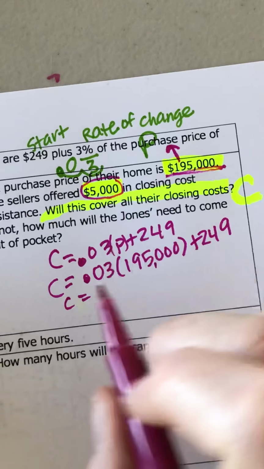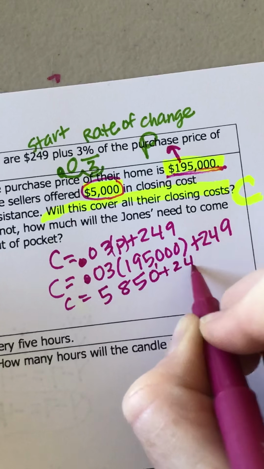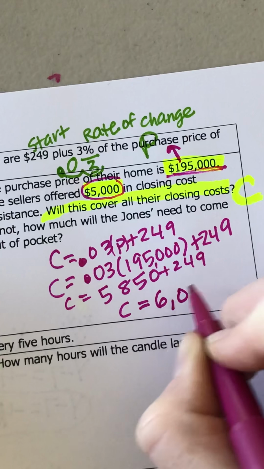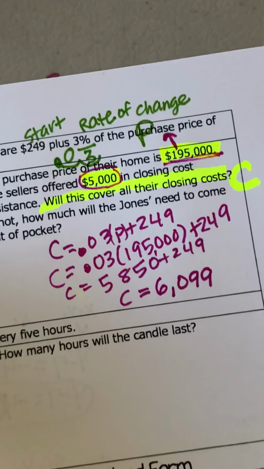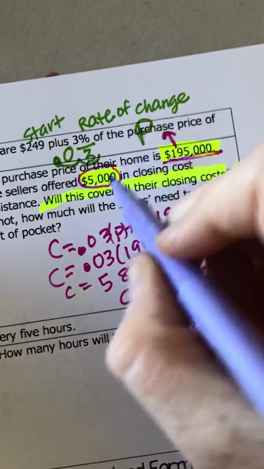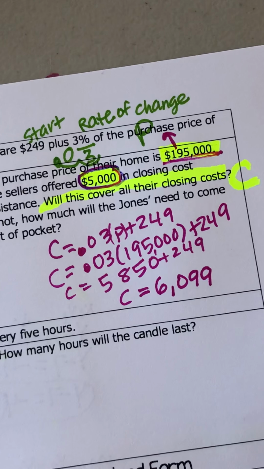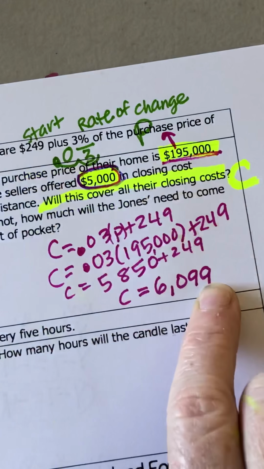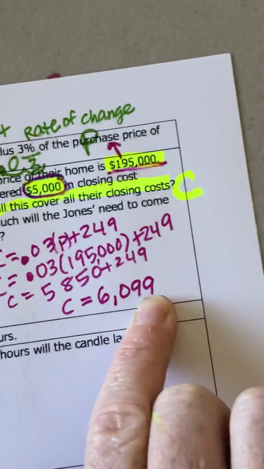Okay, so multiply those. I will get 5,850 plus 249. So C, the closing costs on this house, the realtor is estimating would be $6,099. Okay, so, but someone's coming around and saying, hey, here's my offer, but I'm only giving you $5,000. And basically, the Joneses have to decide, okay, well, are we going to take it or not? Because clearly, if they're only getting $5,000, but the closing costs are $6,099, they're losing some money. But to them, it might be worth it to sell the house, if that makes sense.